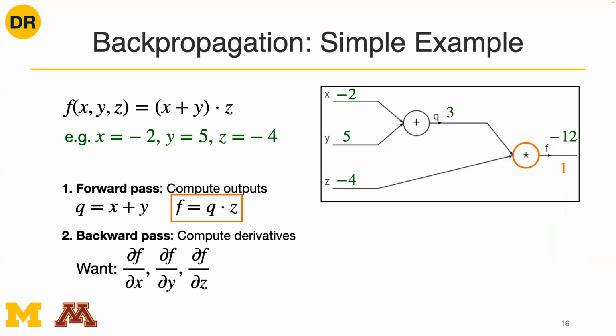So now that we've got our base case calculated, let's step backward and look at how we can calculate the partial derivative of the output of this function with respect to the variable z, which was one of the input variables.